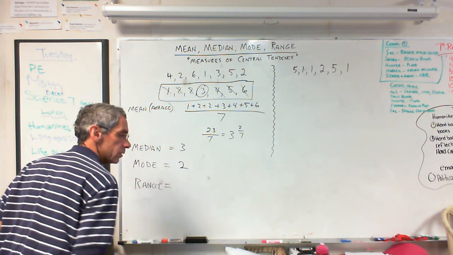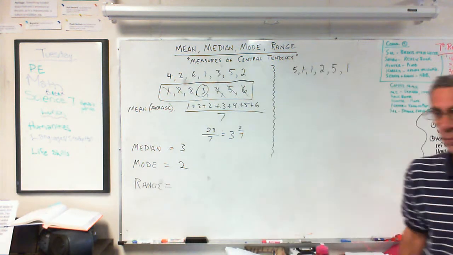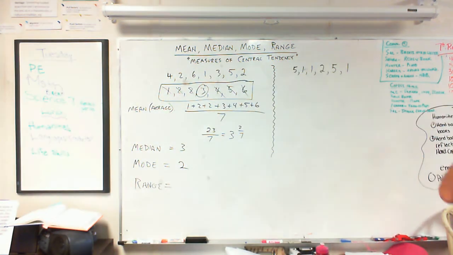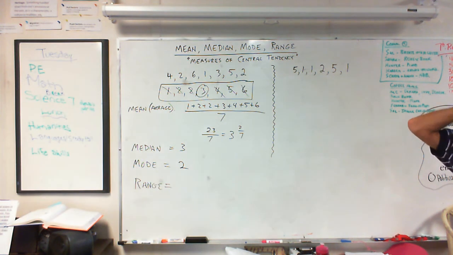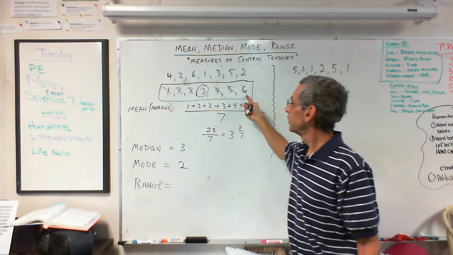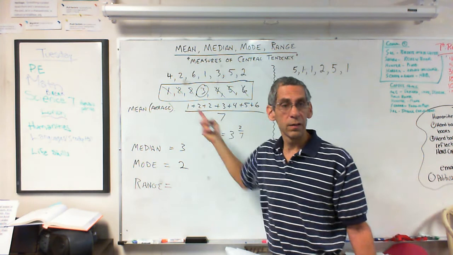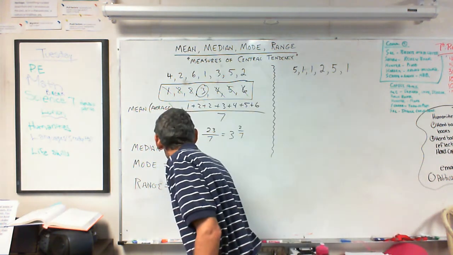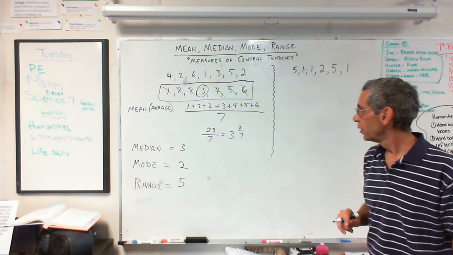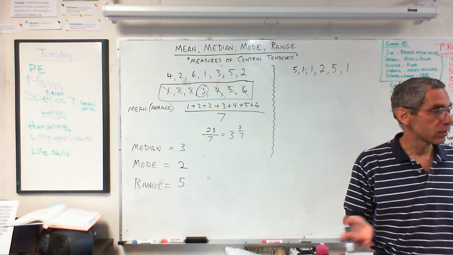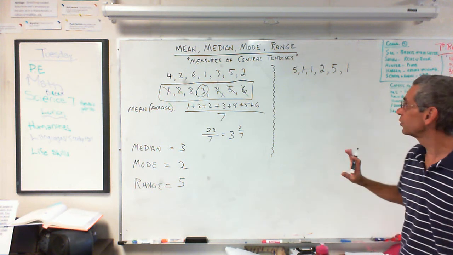And what is the range? How do you figure out the range? You take the greatest number and subtract the least number. Yeah, the biggest number, 6, subtract the littlest number, 1, and you get 5, right? So 5. Beautiful. So that was a piece of cake, and I know you guys all know this, but I'm just being sure.